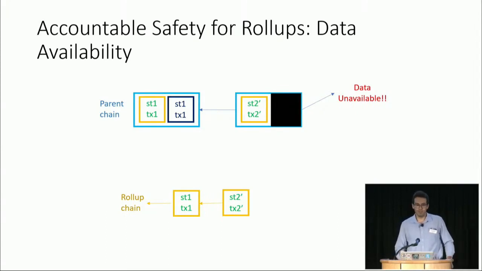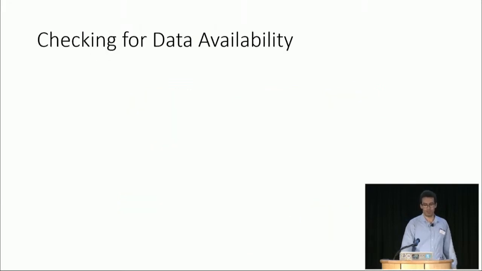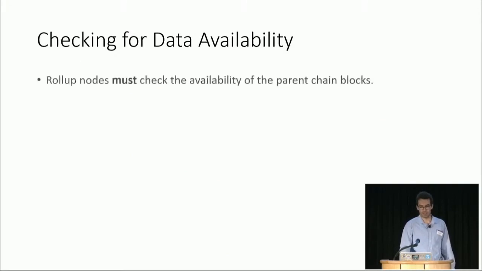I have previously claimed these rollup full nodes cannot download the whole parent chain block. And if they cannot download the whole parent chain block, how am I going to know that data is not there? So this brings us to the punchline, which is checking for data availability. The rollup nodes must check the availability of the parent chain blocks to attain an accountable notion of safety. However, they cannot download the full parent chain block. So what would they do?